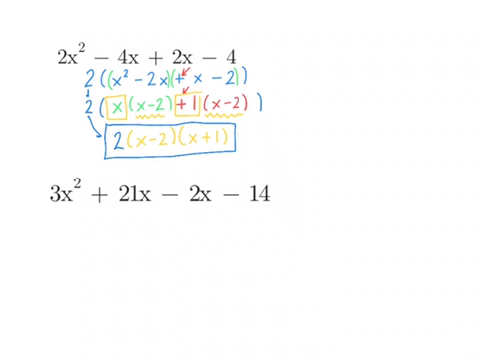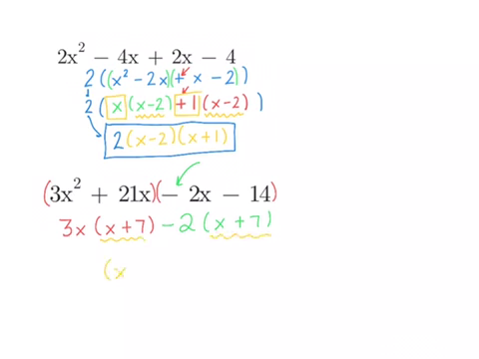Now the last one does not have a GCF, so I'm going to start by grouping the first 2 terms and the last 2. In my first group, I can factor out a 3x, which will leave me with x plus 7. Now in my second group, again, my leading coefficient is negative, so instead of factoring out a 2, I need to factor out a negative 2. That will leave me with x plus 7 as well. So my parentheses are the same.